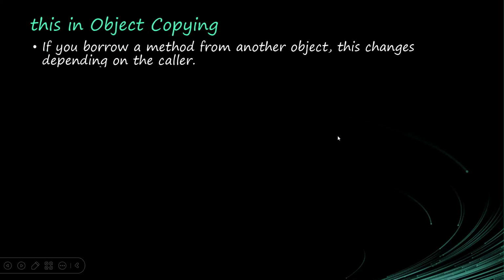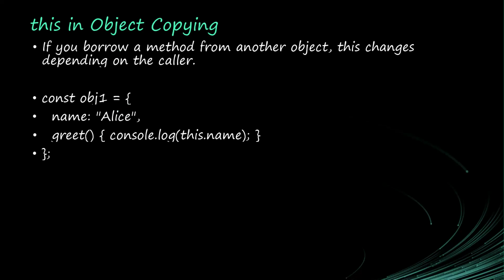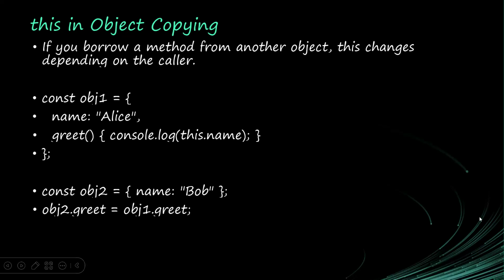This keyword in object copying: if you borrow a method from another object, this changes depending on the caller. If you have understood what I've been teaching you so far, you will know that once you change the object that is calling it, it will refer to that object. This keyword refers to the object that is calling that function, whether you borrowed the method or not.